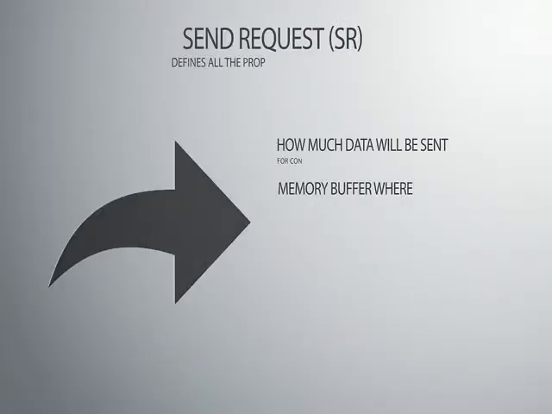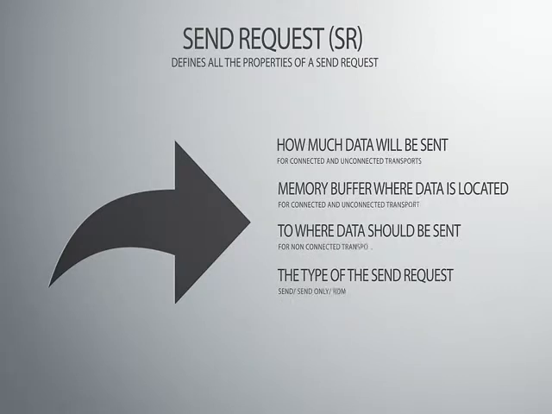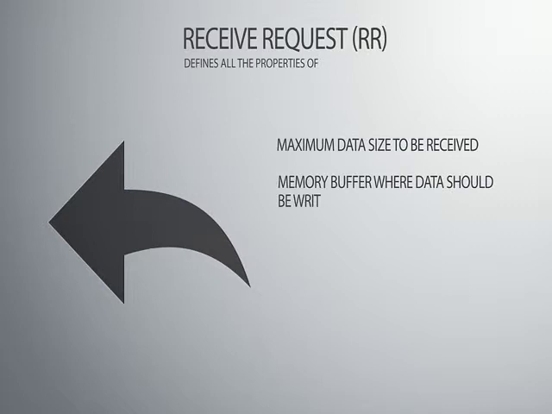Send request defines all the properties of a send request. For example, how much data will be sent, the memory buffer where data is located, to where data should be sent, and the type of the send request: send, send only, RDMA write, RDMA read, etc. Receive request defines all the properties of a receive request. For example, the maximum data size to be received and the memory buffer where data should be written.